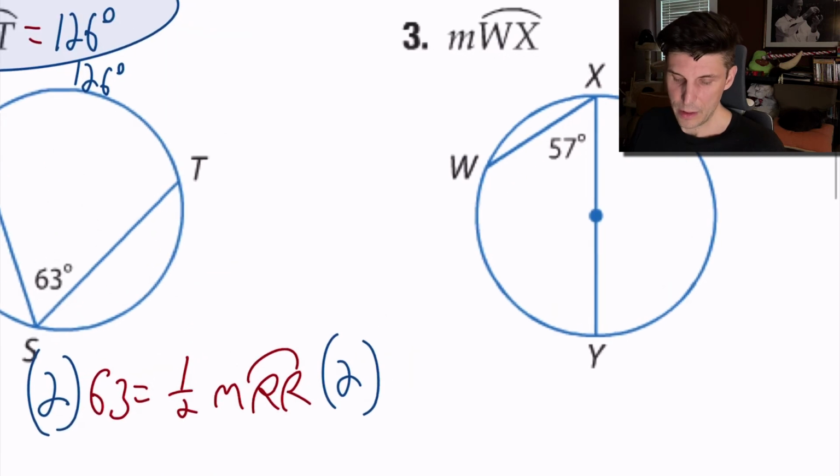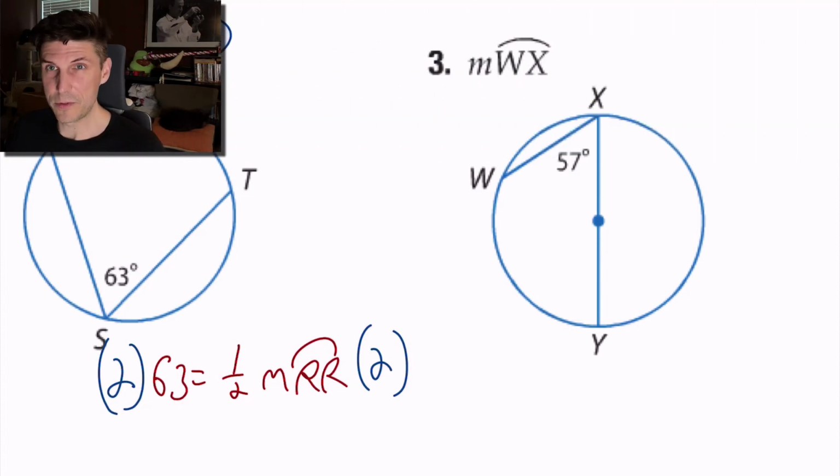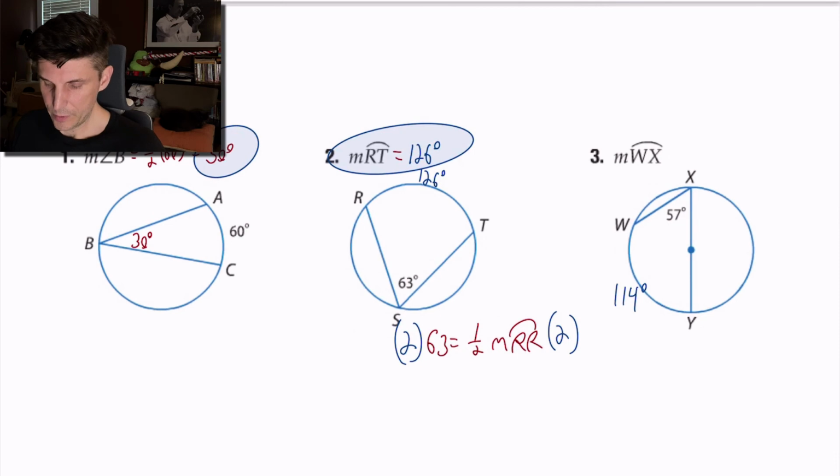And lastly, you don't have to write an equation for each of these. Some of these are just pretty clear. This inscribed angle is 57, so the corresponding intercepted arc is going to be double 57, which is 100 plus 14, and that's 114. So it equals 114 degrees. Moving on.